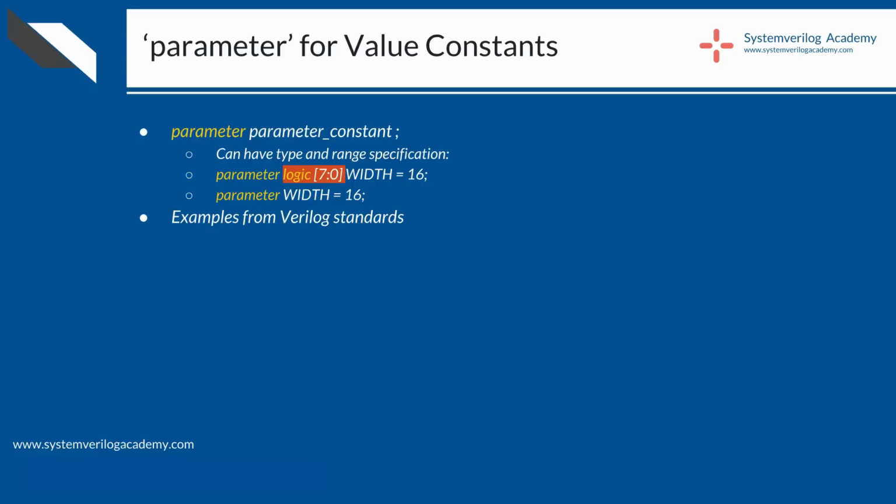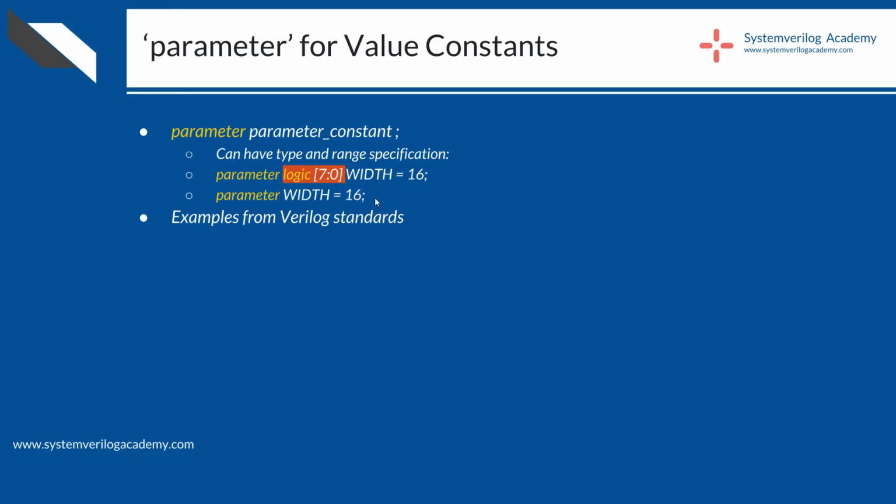The parameter keyword for defining value constants. The general syntax to define a parameter is parameter constant. A parameter constant may or may not have a type and range specifications in it, like logic [7:0]. Most of the time, you will not specify them and use a straightforward parameter declaration like parameter width = 16.